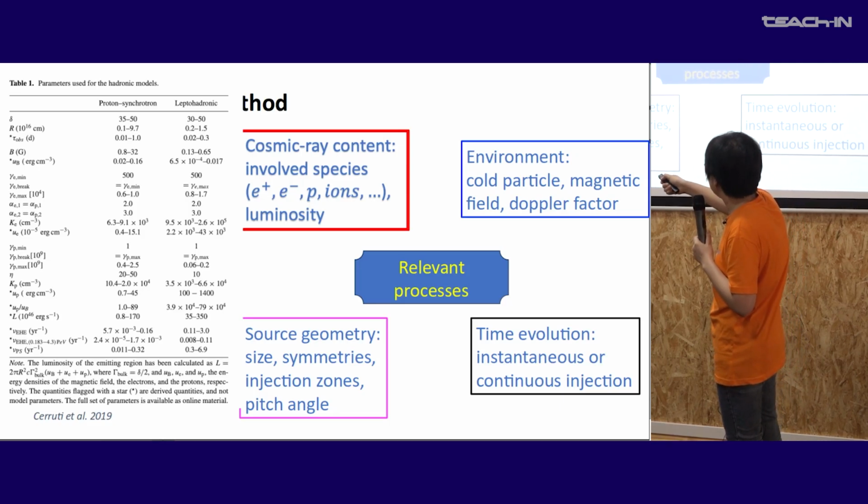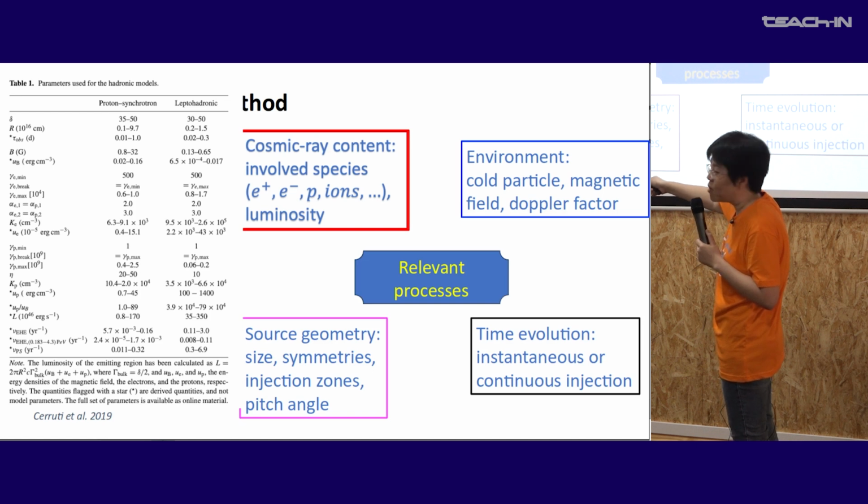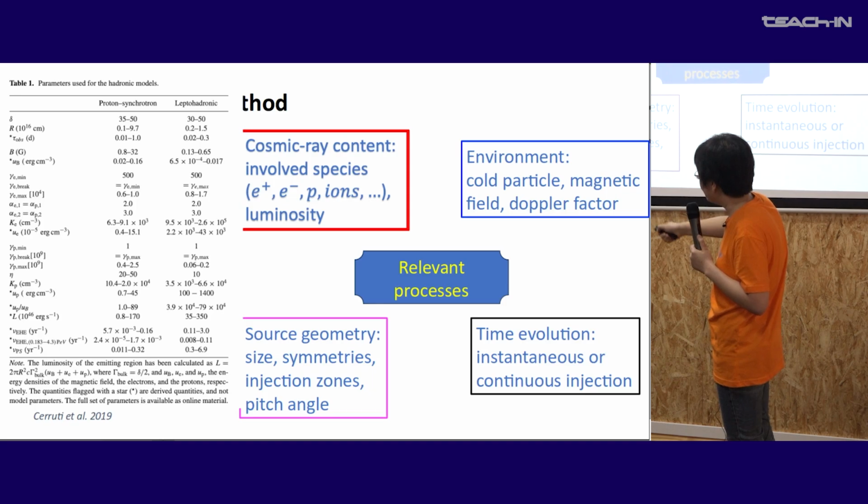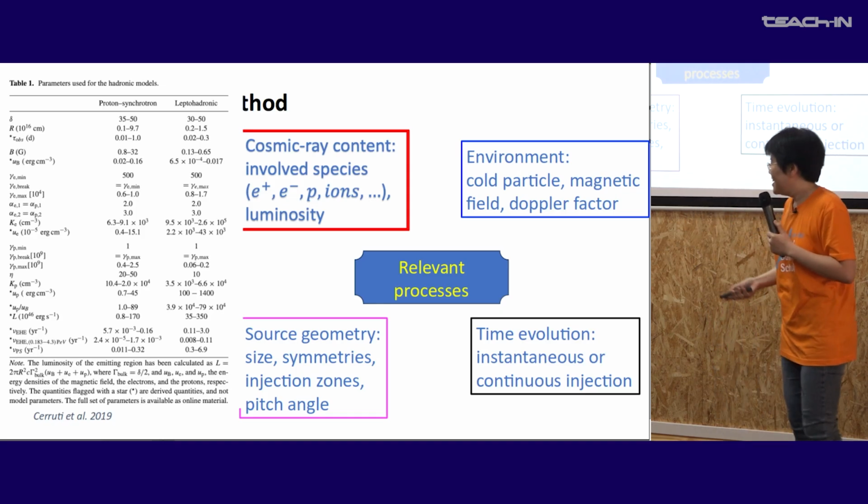So for example, delta is the Doppler factor, R is the radius, and then the magnetic field. This part is the electron or proton energy distribution. And here is the luminosity, magnetic field. And here are the expected neutrino events. Okay.